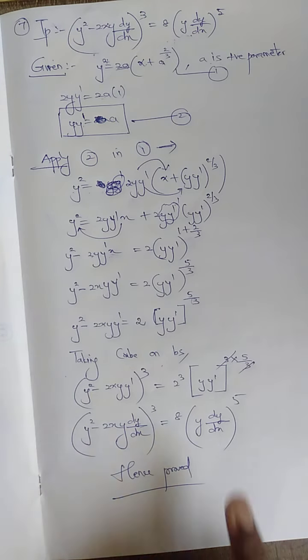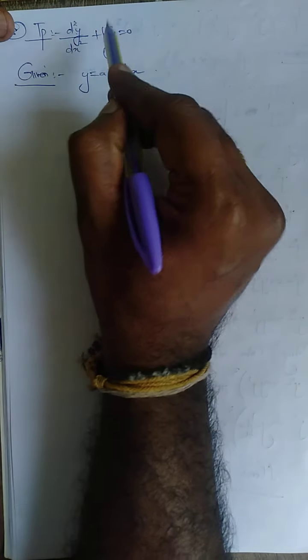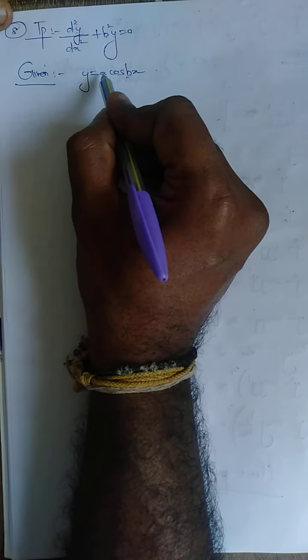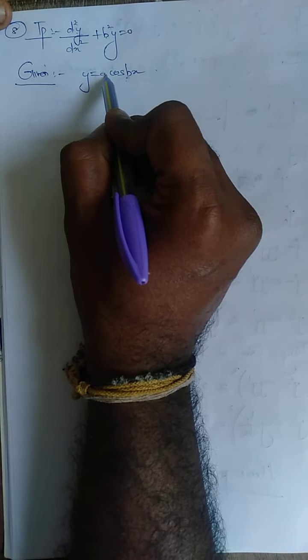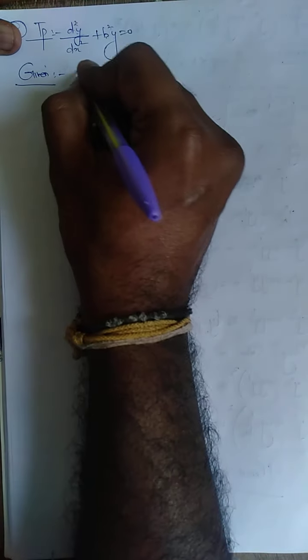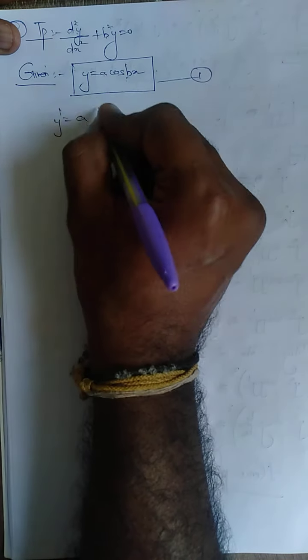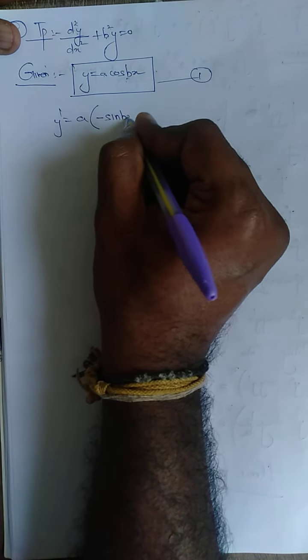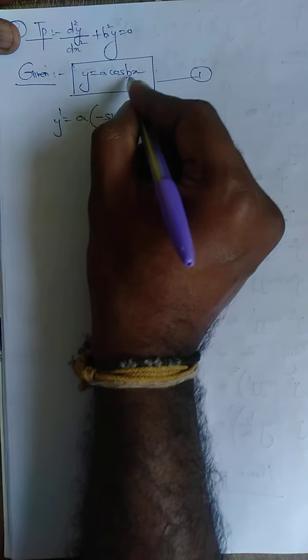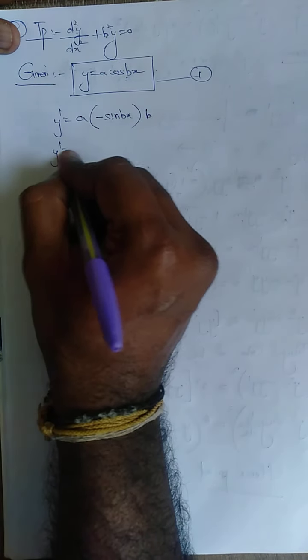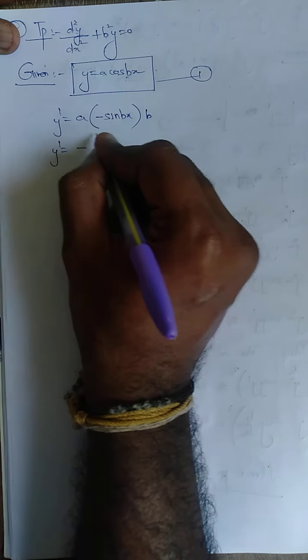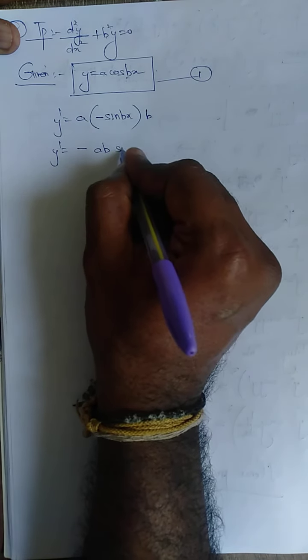Some of the toughest sums need a trick to do. The eighth sum is to prove d square y by dx square plus b square y equals 0. Here they are not taking b as a constant, they are taking a as a constant, and then differentiating twice. So keep it as equation 1. Differentiating y gives y dash, a is constant, cos bx differentiates to minus sin bx times b. So y dash is equal to minus ab sin bx.